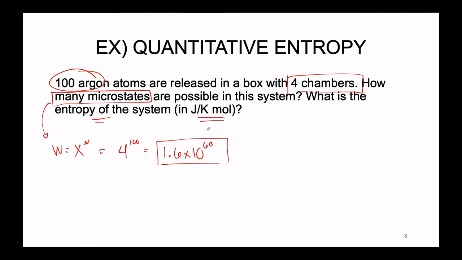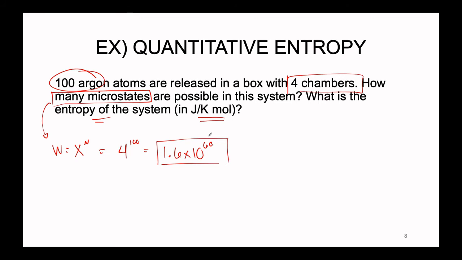Either all 100 could be in the first chamber, or they could be split 50-50 between 2 chambers, or they could be spread out amongst all 4 chambers. And as these argon atoms continue to exchange positions with each other, we can see that there are a grand total of 1.6 times 10 to the 60 total microstates that could exist. This is an incredibly large number of positions, not just positions that an individual argon atom can occupy, but again, 1.6 times 10 to the 60 total number of degenerate arrangements inside of the box across all 4 chambers.